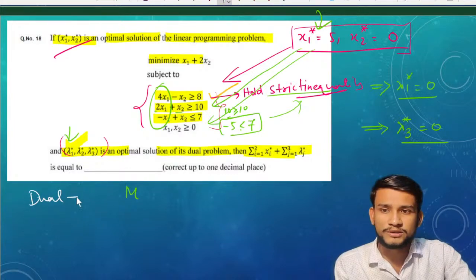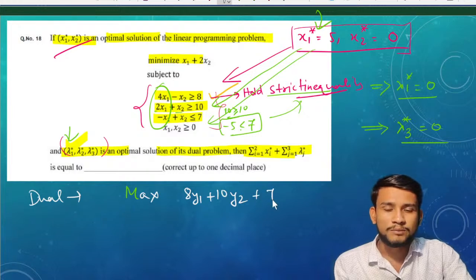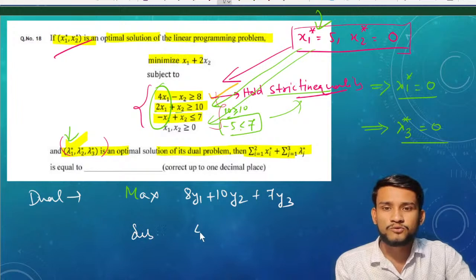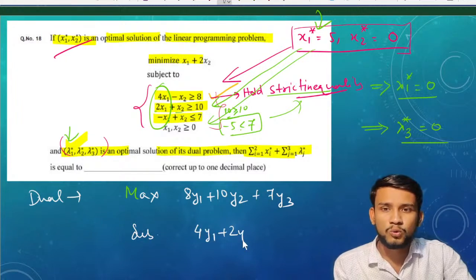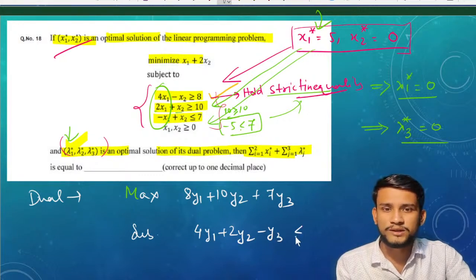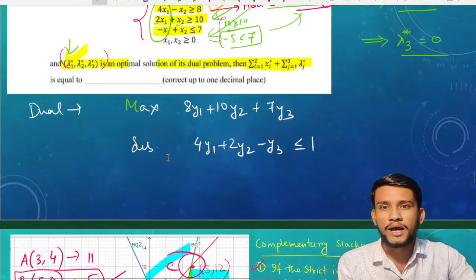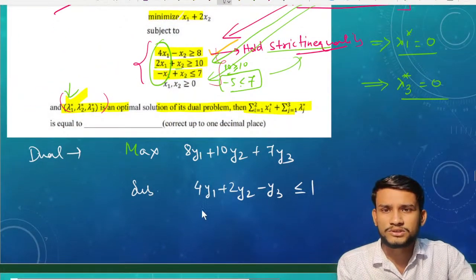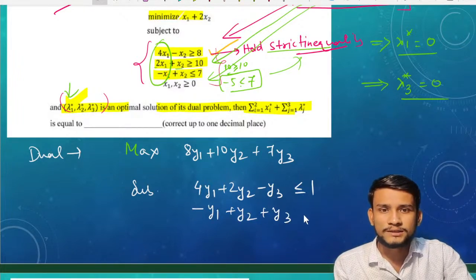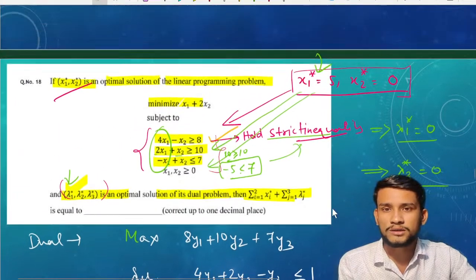The dual of this problem is a maximization problem. So the maximum is 8y1 plus 10y2 plus 7y3, subject to 4y1 plus 2y2 minus y3 less than or equal to 1. Here the coefficient is 1, and the next constraint is minus y1 plus y2 plus y3, which is less than or equal to 2.